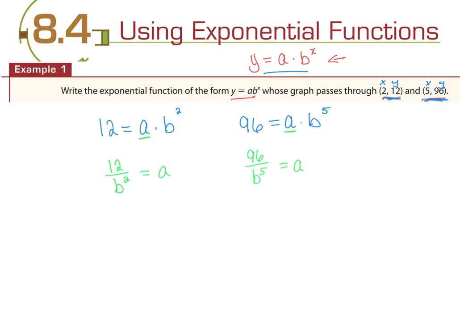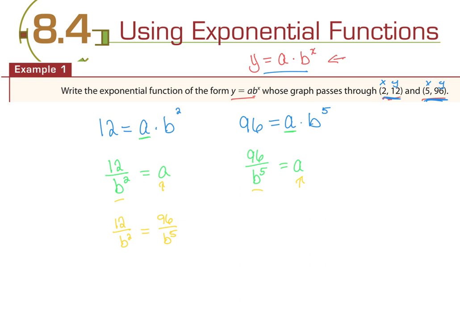And anytime 2 things equal the same variable, I can just set them equal to each other. So I can say 12 over b squared equals 96 over b to the 5th because they both equal a. Now I can have something I can solve.